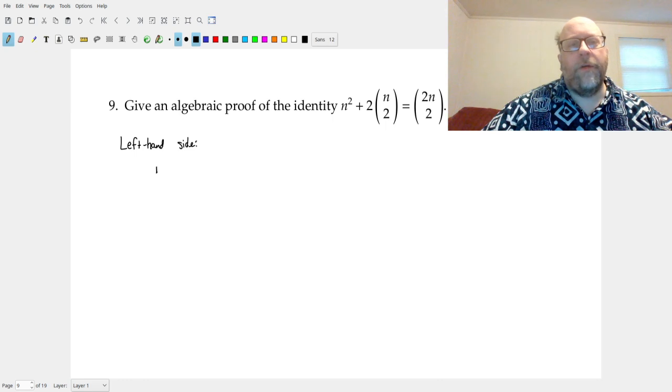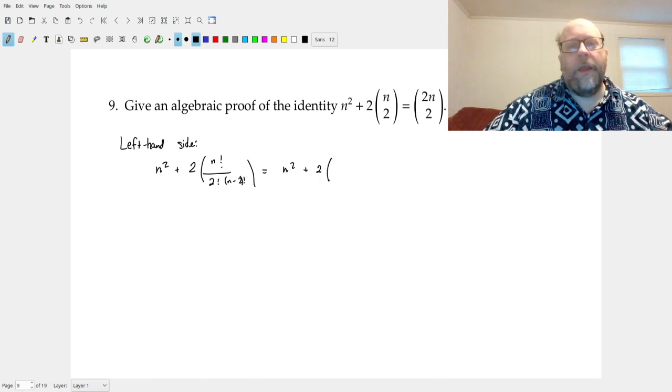is n squared plus 2 times n factorial over 2 factorial times n minus 2 factorial, which is the same thing as n squared plus 2 times the n factorial and the n minus 2 factorial is just going to leave me with n times n minus 1 on top. And then there's going to be a 2 factorial on the bottom, but that's just a 2. And these 2's are going to cancel.